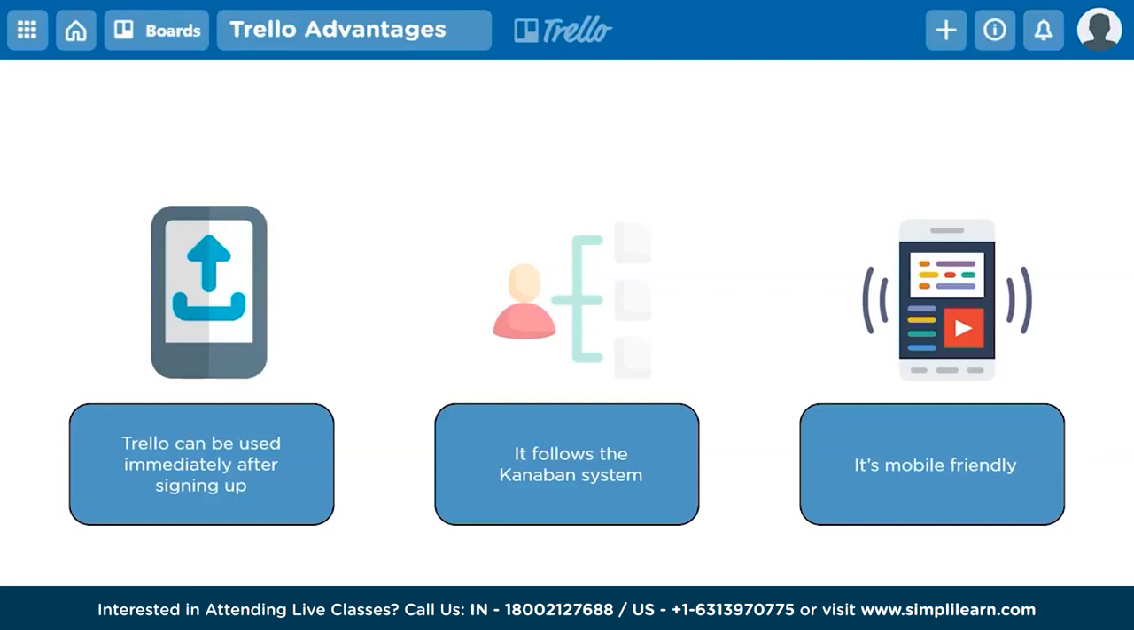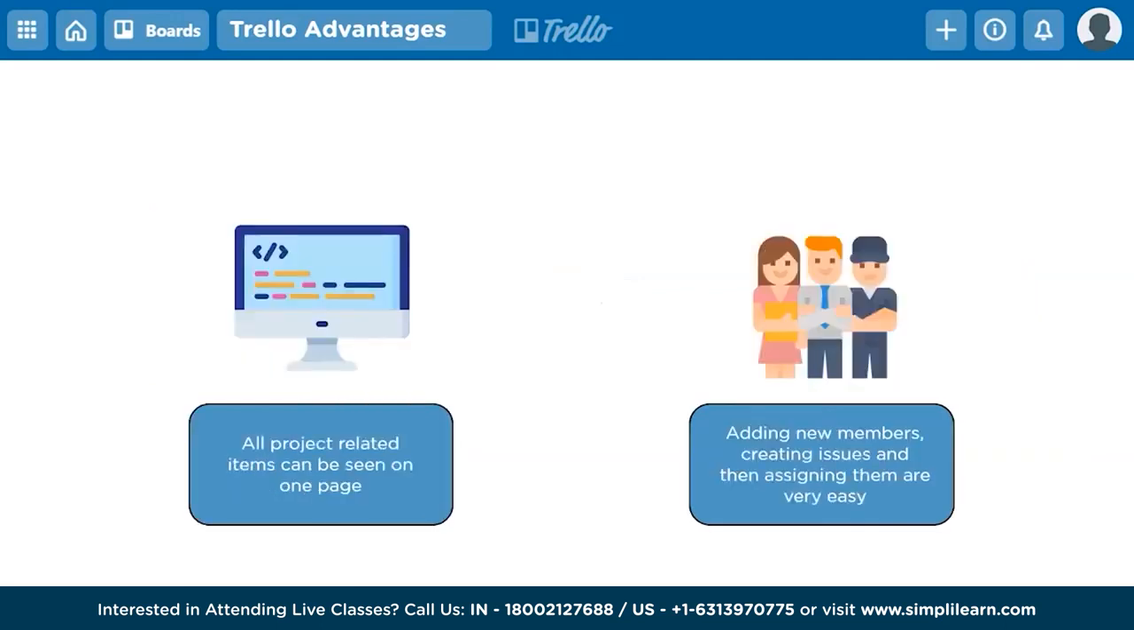Trello also has a very popular mobile application which has the same features as the interface you see on the desktop. It's very user friendly. The fourth advantage is that all project related items can be seen on one page, which means everything you need about the project is available in one place. Next, adding new members, creating issues, and assigning them are very easy with Trello. Now that we have looked at all the advantages provided by Trello, let's have a look at a live demo.